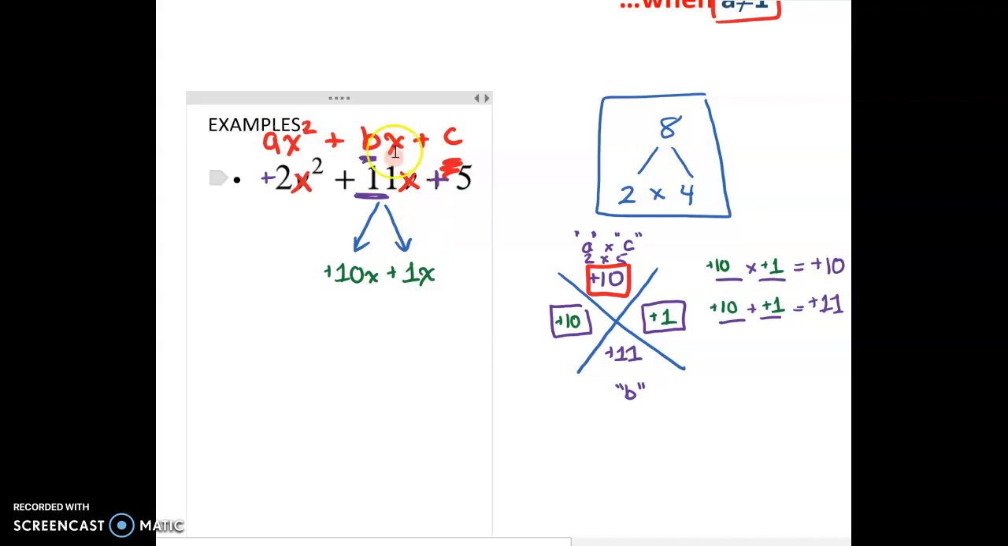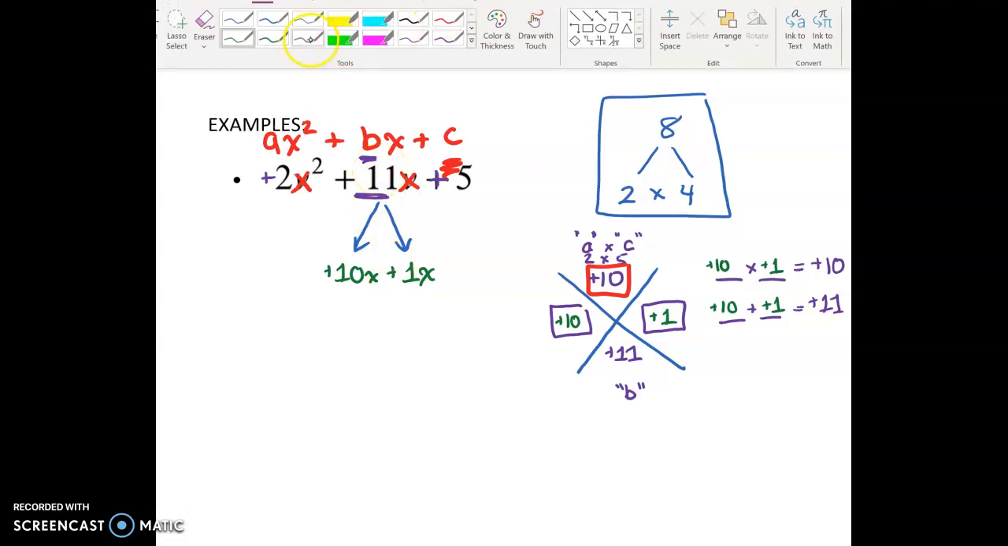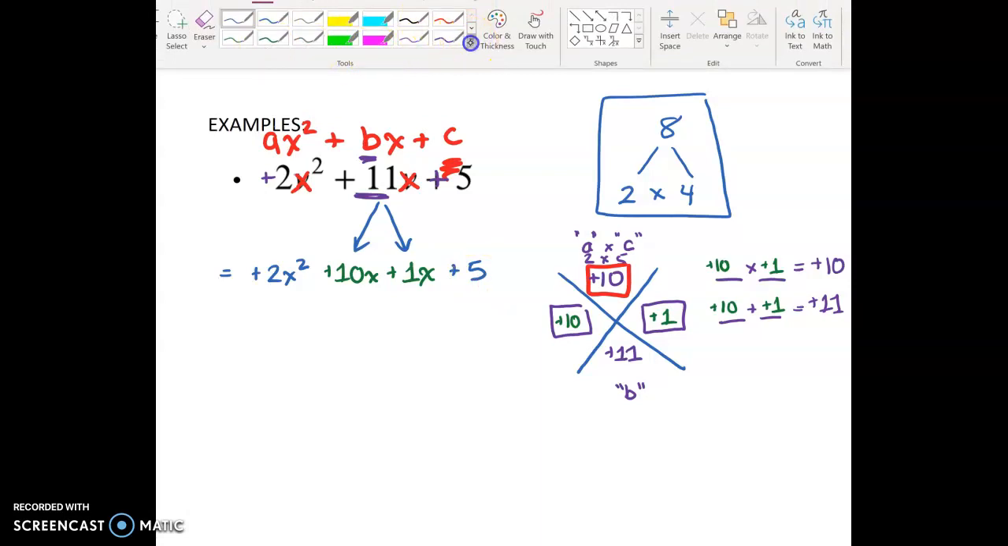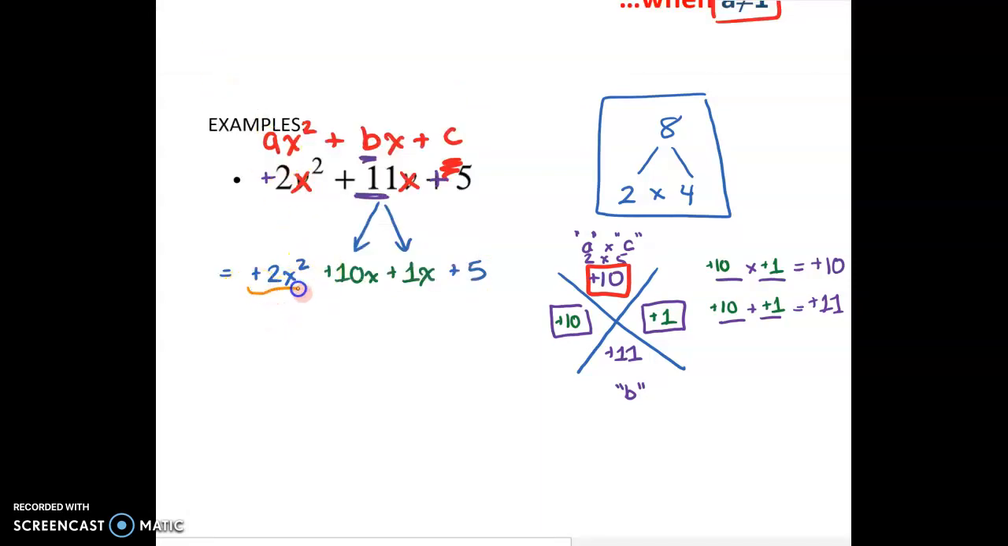Because I'm not changing the expression, I need to somehow make this expression down here be equivalent to this expression up there. So this would work because I have a plus 10x plus 1x, and if I were to combine them, I'd get back to my 11x. So I'm going to now put plus 2x squared in front and plus 5. Okay? And by doing this, now I have a 4-term expression. And when we see a 4-term expression, what are we supposed to think about? We're supposed to think about factor by grouping.